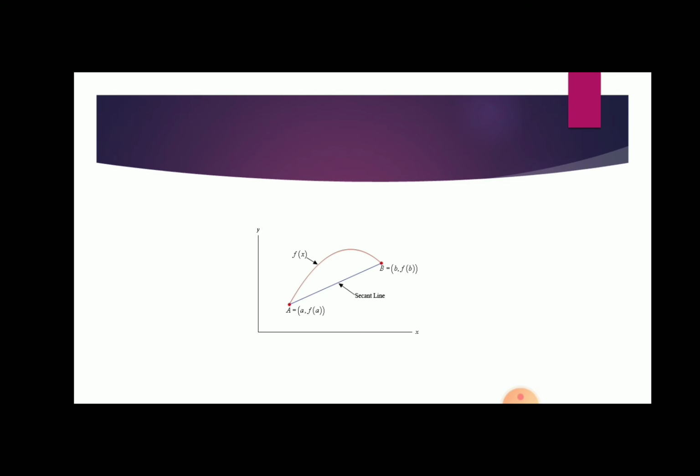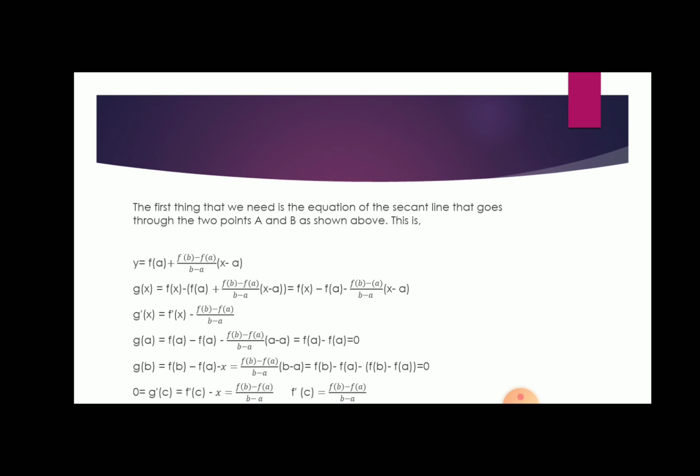So this is a drawing. The red is f of x and the blue is the secant line. Here b is the point (b, f of b), and a is the point (a, f of a). The first thing that we need is the equation of the secant line that goes through the two points a and b as shown above.